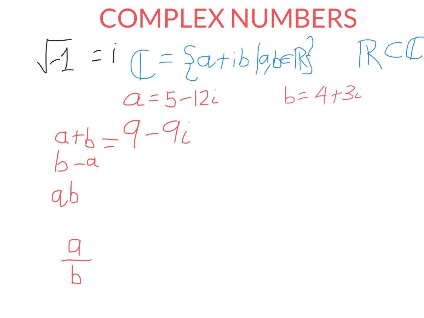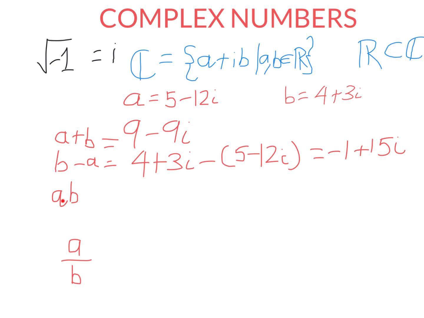All right, b minus a. Just be a little bit careful here because we've got our b, but we're minusing the whole of a, so we need to put it in brackets. Again, we look at like terms, and we do the imaginary and real parts separately. 4 minus 5 is just negative 1. Here we have 3i minus 12i. Two negatives make a plus. I'm just left with 15i.